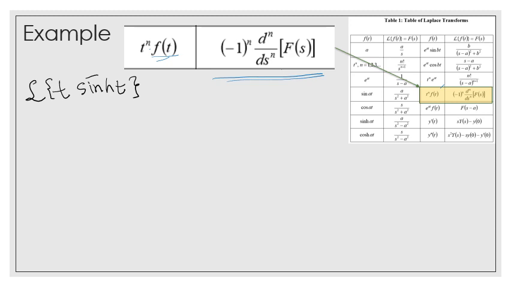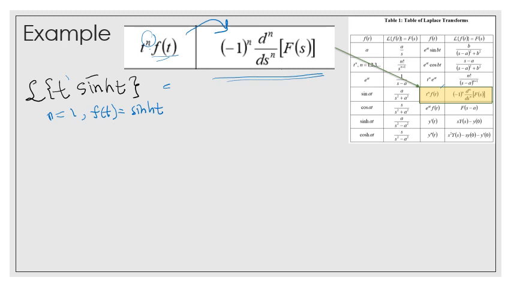Okay, so to use this formula, first we need to define what is n. In this example, we have n equal to 1. Okay, t to the power of 1. And we also have to define what is f(t). So f(t) here is equal to sinh t. Okay, so in order to get the Laplace transform from here, we can simply substitute the formula here.